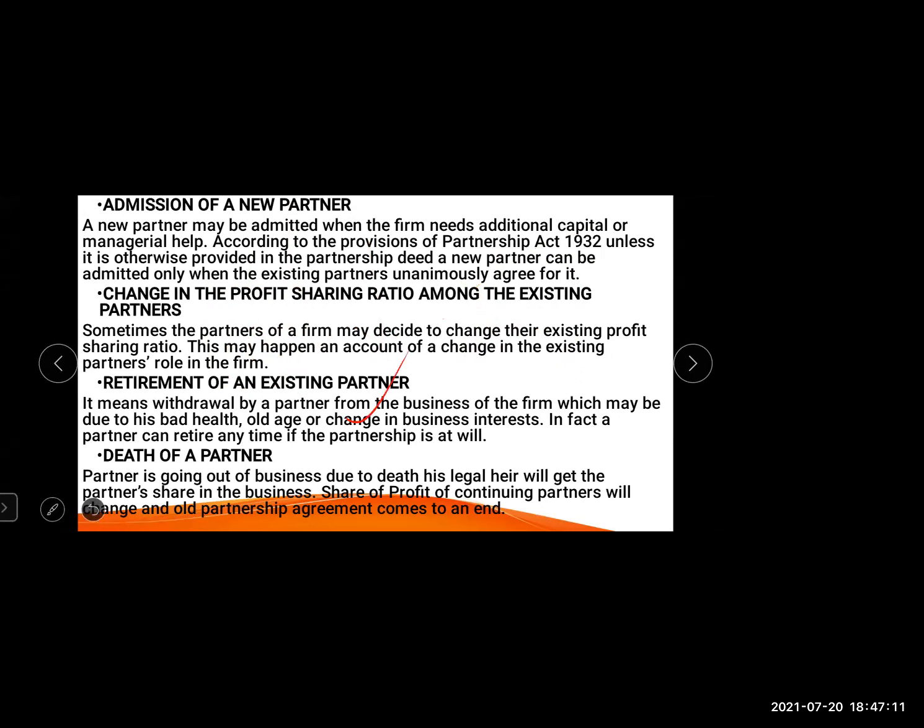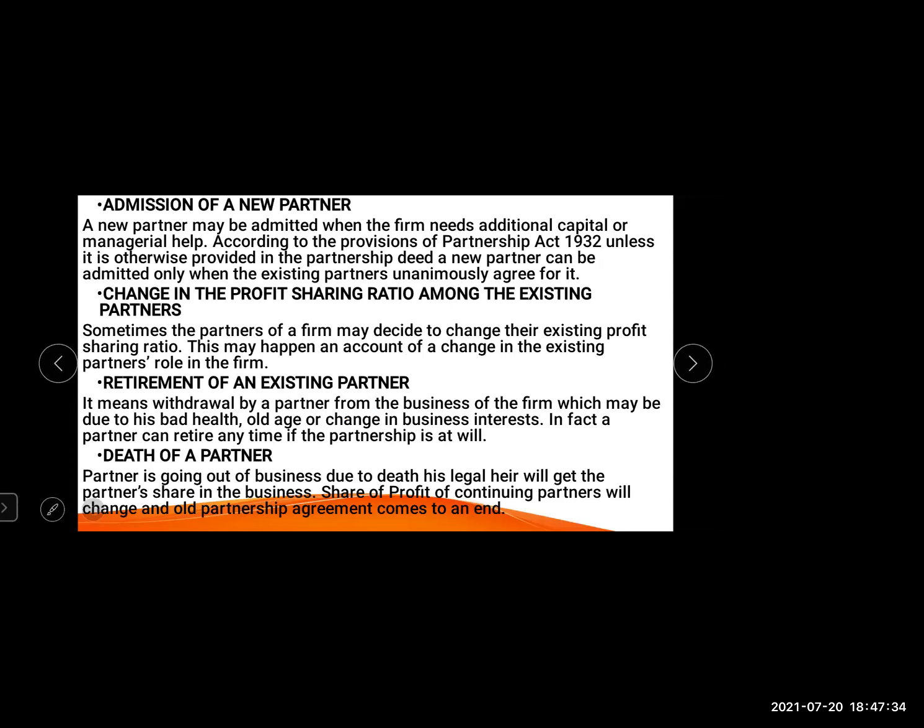Okay, next one is the retirement of an existing partner. Retire मतलब he is not interested and he wanted to quit the business. Okay, so it means withdrawal by the partner from the business of the firm, which may be due to bad health, old age, or change in the business interest. So, किसी और में invest करना. So, in fact, a partner can retire any time if the partnership is at will. Okay, उसको जब wish करे, he can quit.